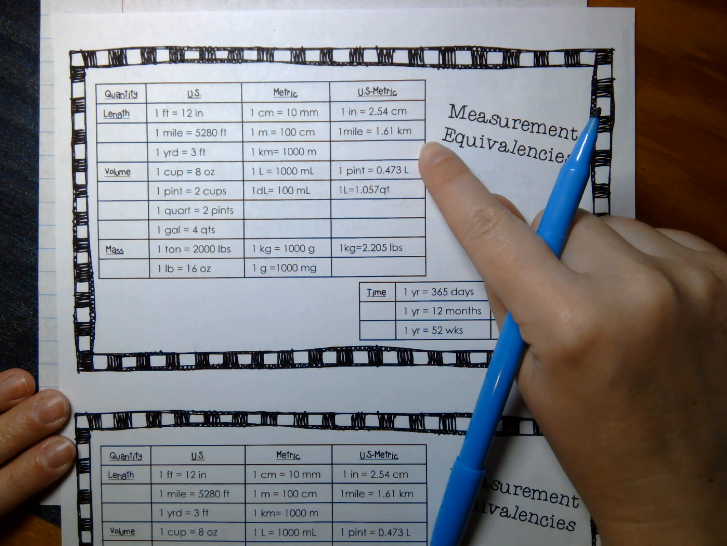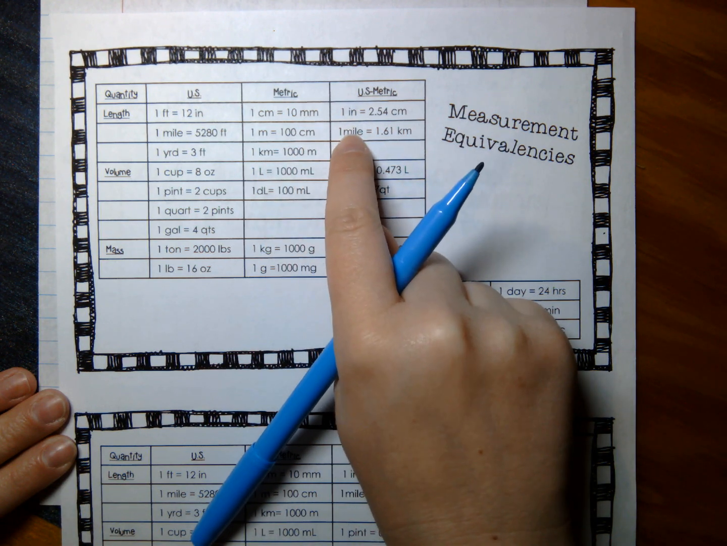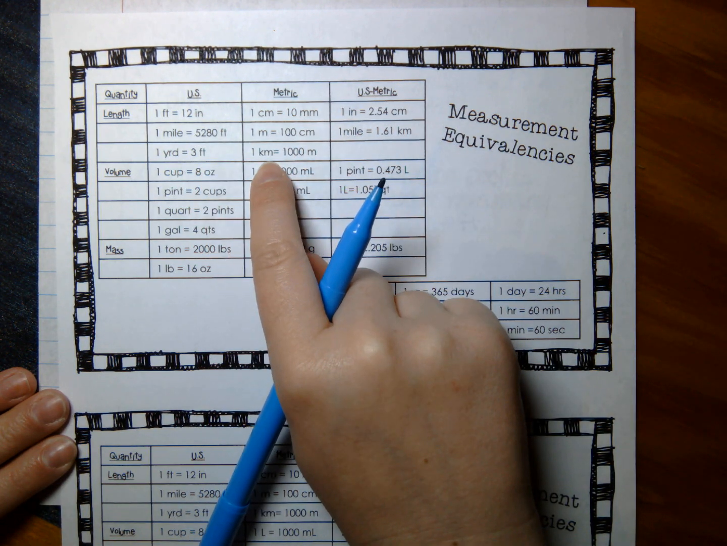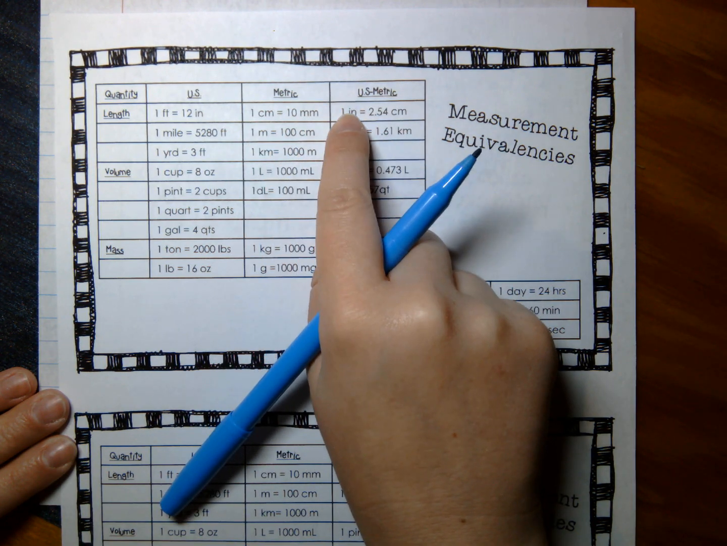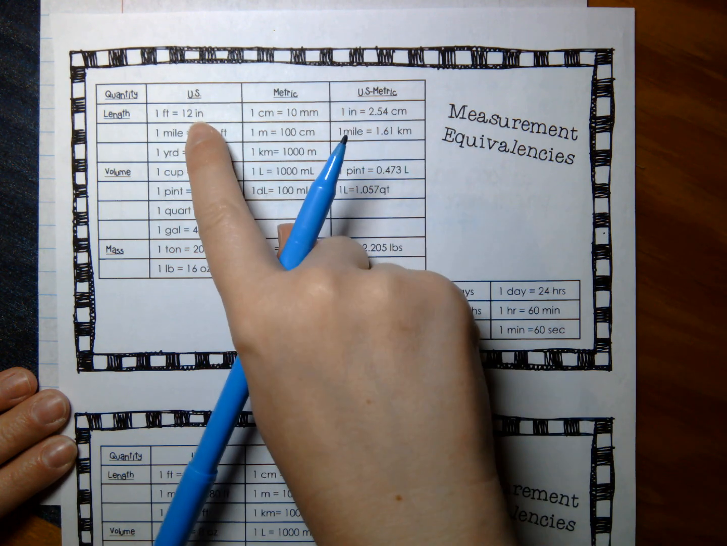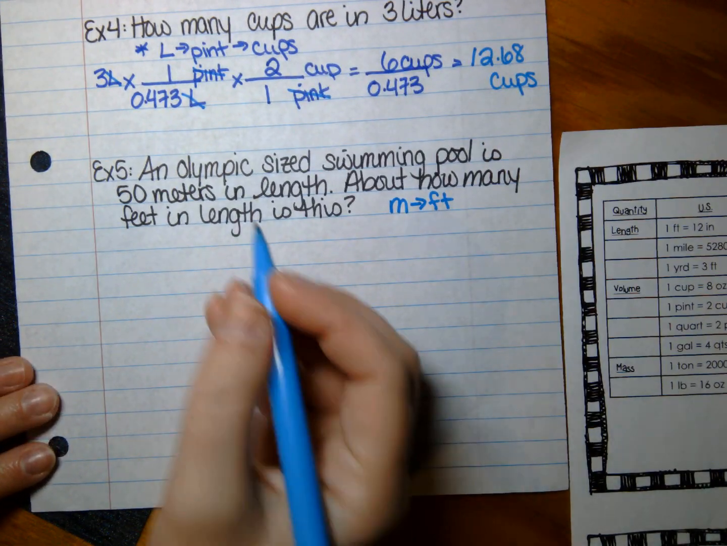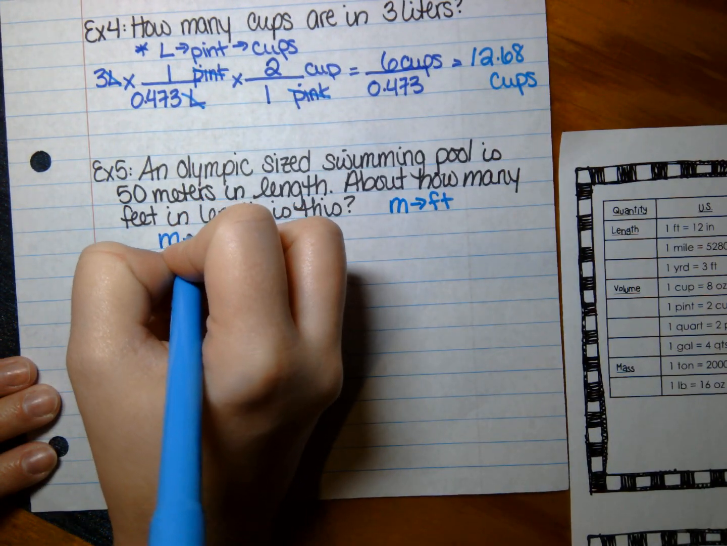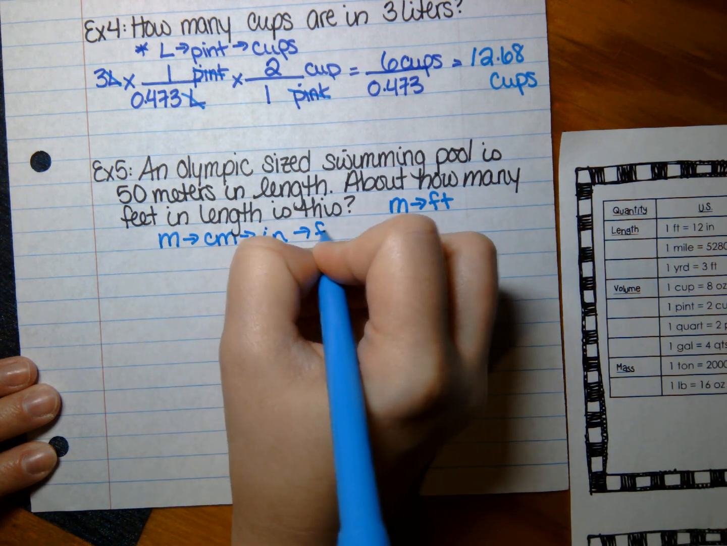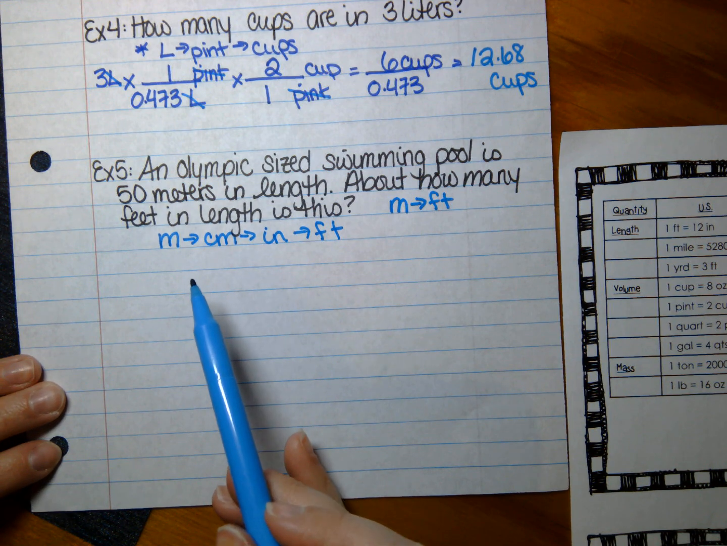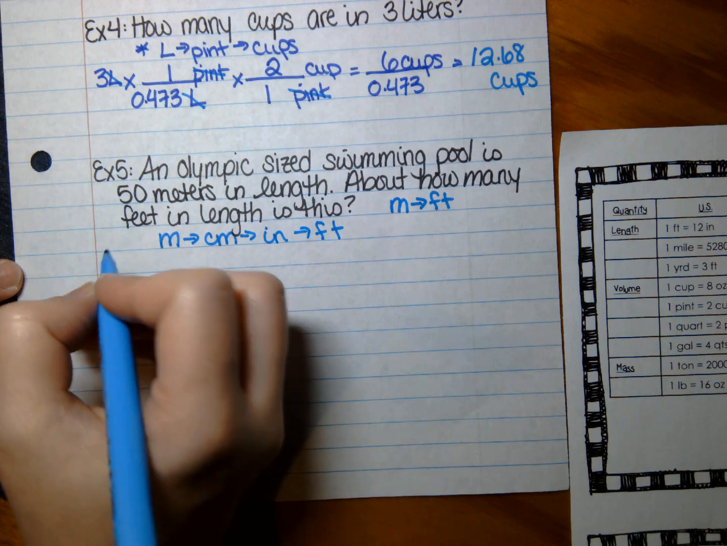You can go from meters to kilometers, and then kilometers to miles, and miles to feet. You can go from meters to centimeters, and then centimeters to inches, and then inches to feet up here. So that's the one that I'm going to do. So I'm going to do meters to centimeters, and then to inches, and then to feet. So you're going to have 1, 2, 3, 4 fractions. So what I'm starting with is 50 meters.